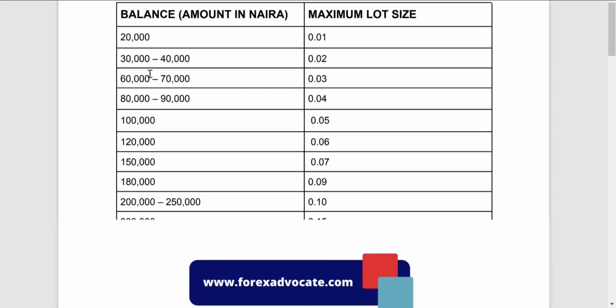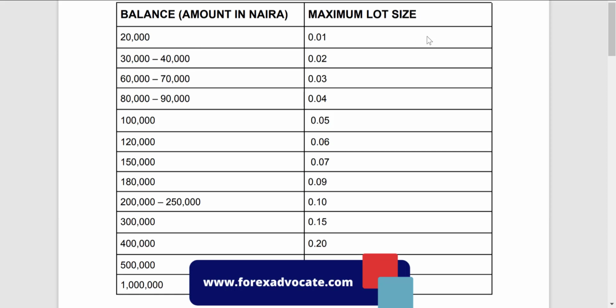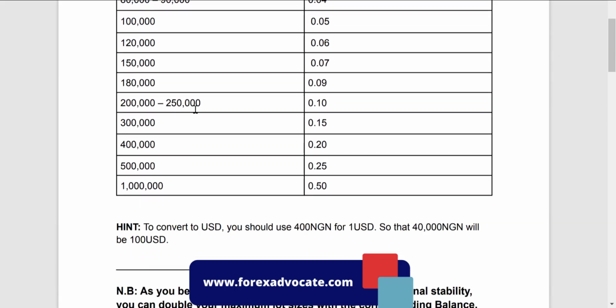So you have the balance and then you have the maximum lot size. If your account is 20,000 naira, the maximum lot size should be 0.01. These rules are not set in stone. I'll give you more information about this. So if you have 30 to 40,000, you use 0.02. If your account has 200 to 250,000, you can use 0.10. If you have 1 million naira, you can use 0.50.